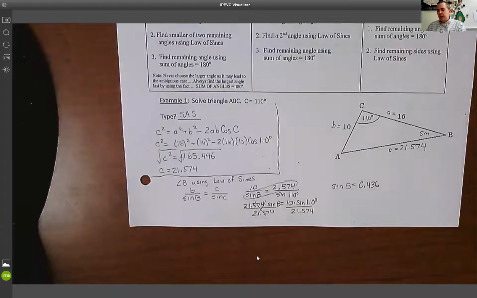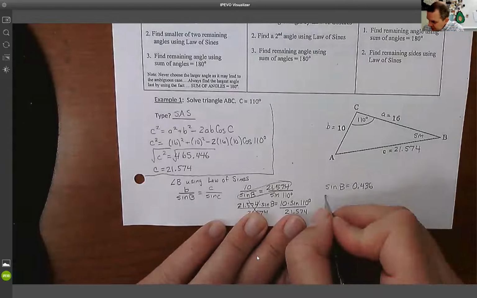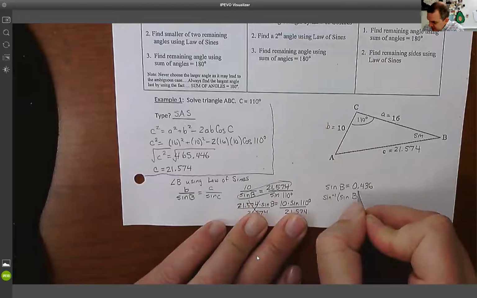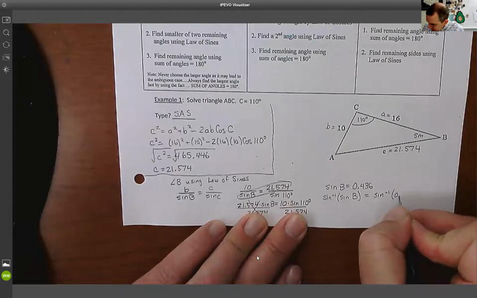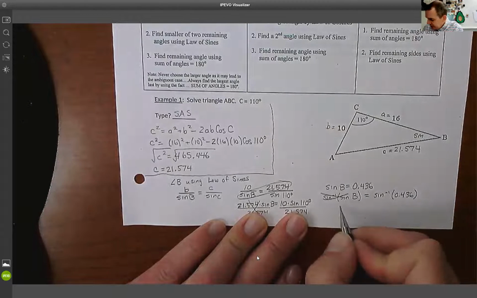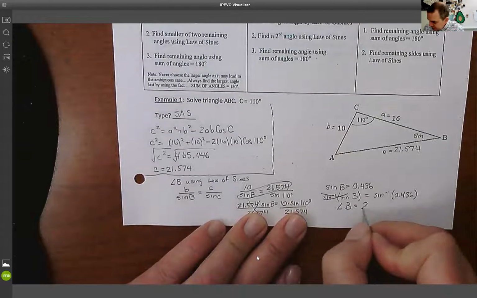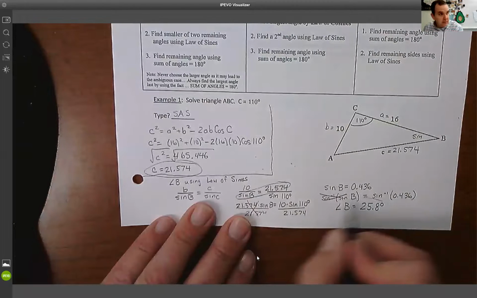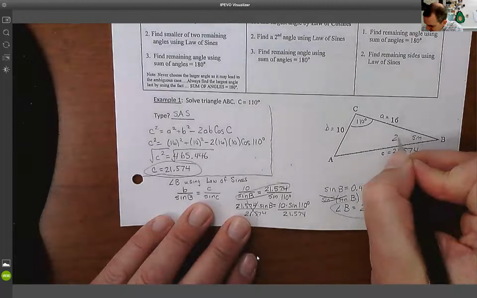Now, if you remember, to free that B, to get rid of that sine, I'm going to take the arc sine of both sides. Take the inverse sine of both sides. And if I do it to one side, I got to do it to the other. So these cancel out, and this is going to tell me that angle B equals. Type that into my calculator. I find out that this is 25.8 degrees. So I figured out the missing side. I figured out one of the missing angles. So now I know that this angle right here is 25.8 degrees.